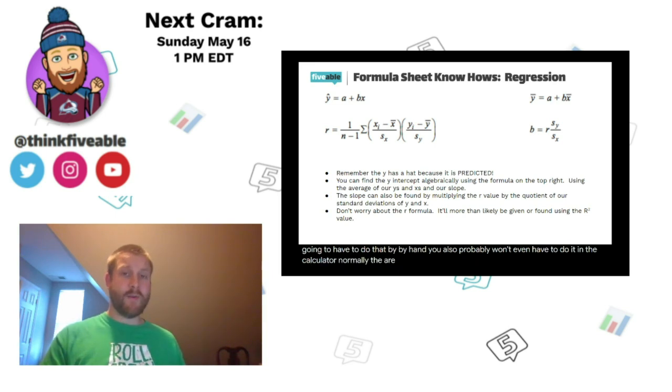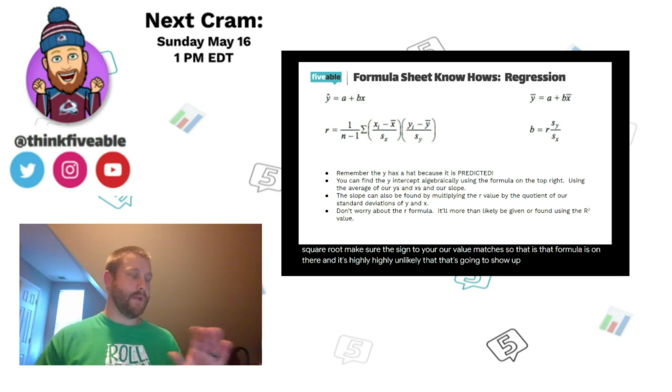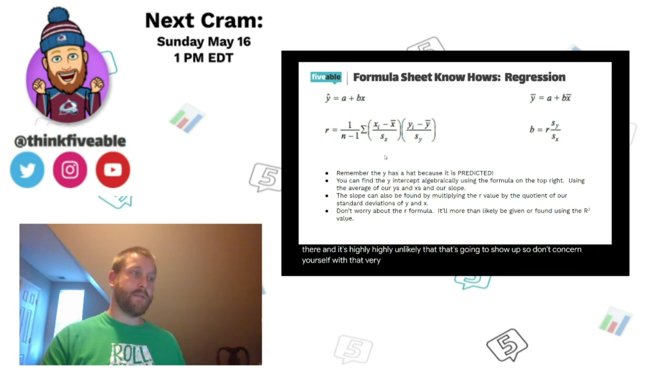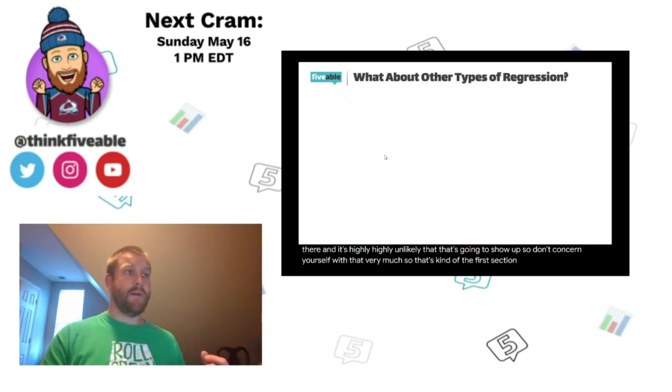Normally, the r value is either given and you interpret it, which we'll definitely talk about this week a little bit and next week, or you'll be given the r squared value, in which you do a little bit of algebra, take the square root, and then once you take the square root, make sure the sign of your r value matches your slope. Okay? So that formula is on there, and it's highly, highly unlikely that that's going to show up. So don't concern yourself with that very much. So that's kind of the first section of the formula sheet.